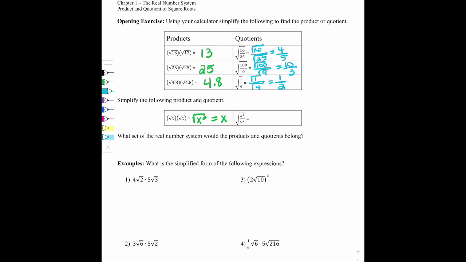On the other side, with our quotient, you would take the square root of the top and the square root of the bottom. So you would end up with x over y. And then we were asked the question, what set of the real number system would the products and quotients belong? All of these numbers are rational.